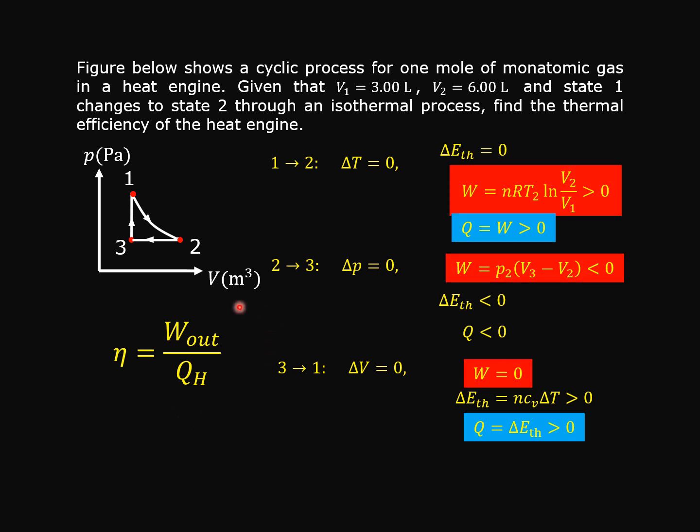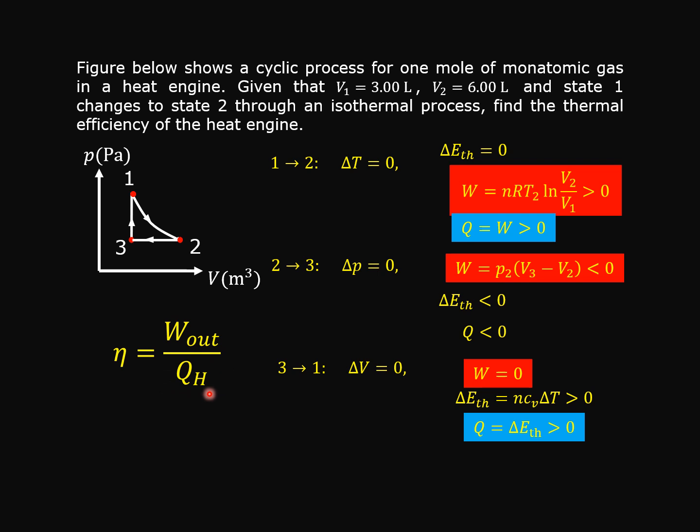Bear in mind that our aim is to evaluate the thermal efficiency of the heat engine, which is equal to output work divided by QH. And from our analysis of these three processes, we can now see that this output work is equal to the summation of these terms for the isothermal process, plus these terms for the isobaric process, and plus this 0 for the isochoric process.